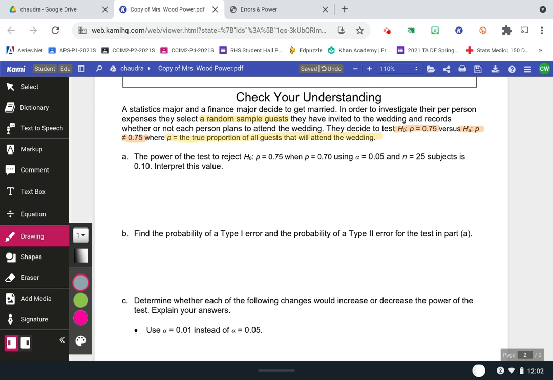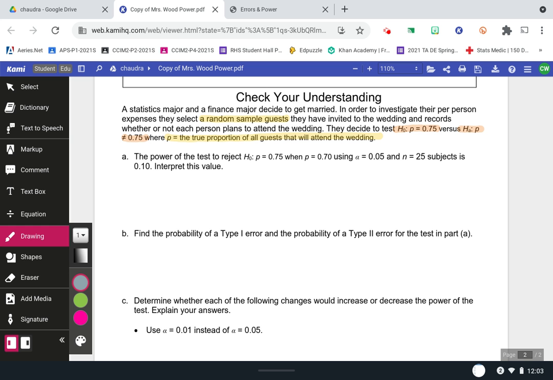That's usually part of your setup information at the beginning of your problem where you state what you know. Always remember you want to state the null and alternative hypotheses before you figure out any errors or power information. You have to be able to look at those two and compare them, okay?